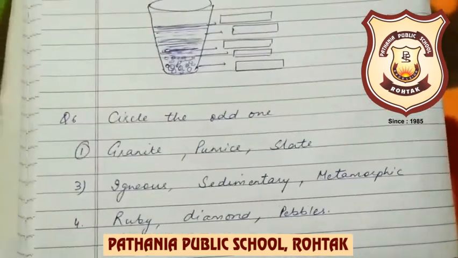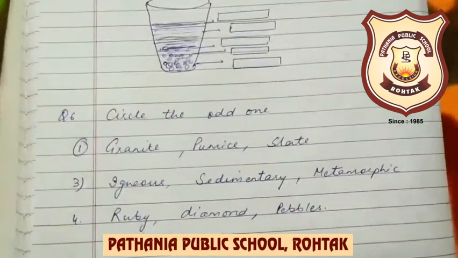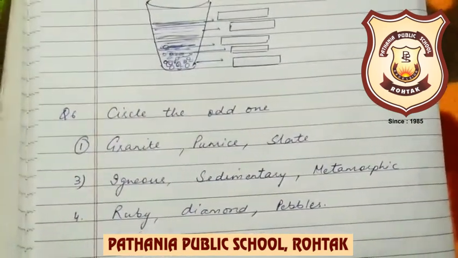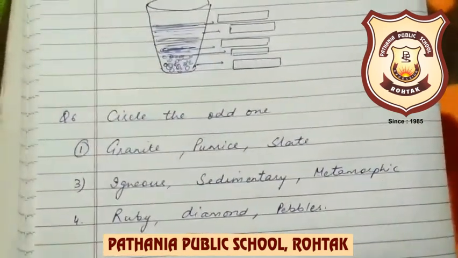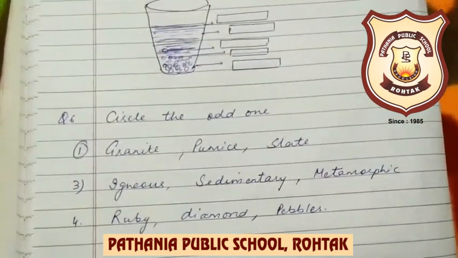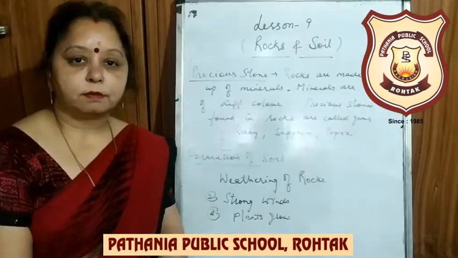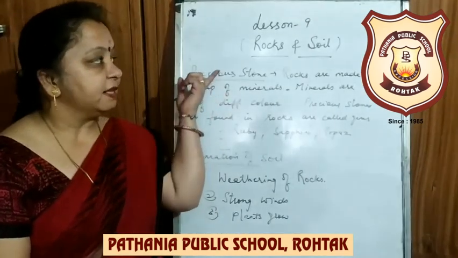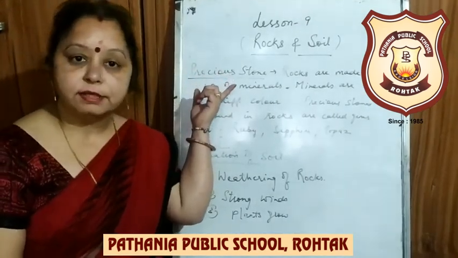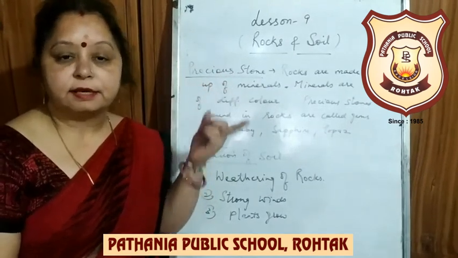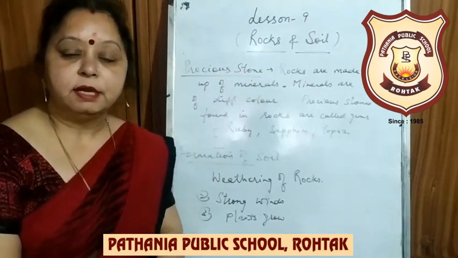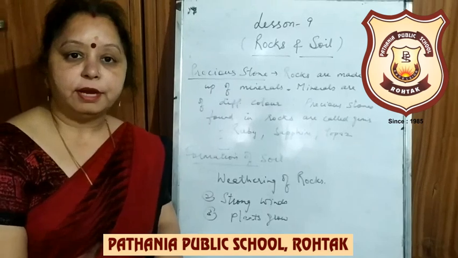Okay beta, so do this worksheet in your fair notebook, and revise the chapter, that is 9, rocks and soil, for the test. Beta, you have to revise lesson 9, rocks and soil, for the class test that will be held today, that is 2nd Feb. Okay, so best of luck, beta.